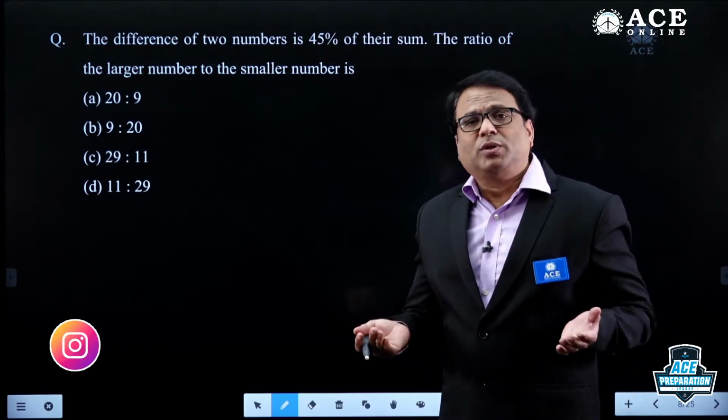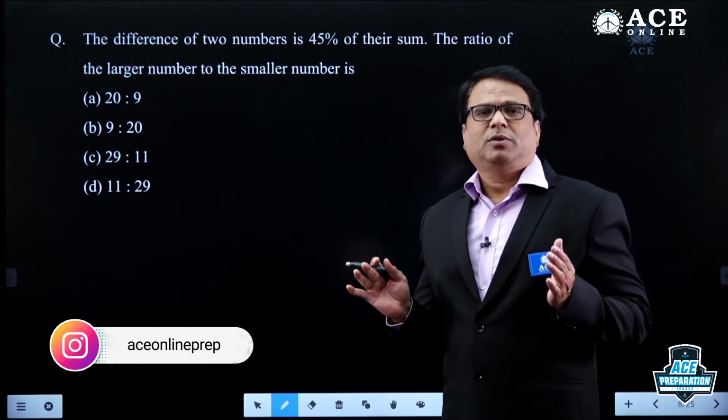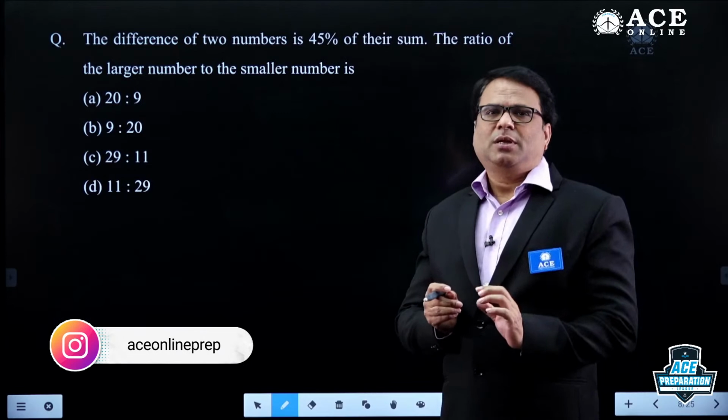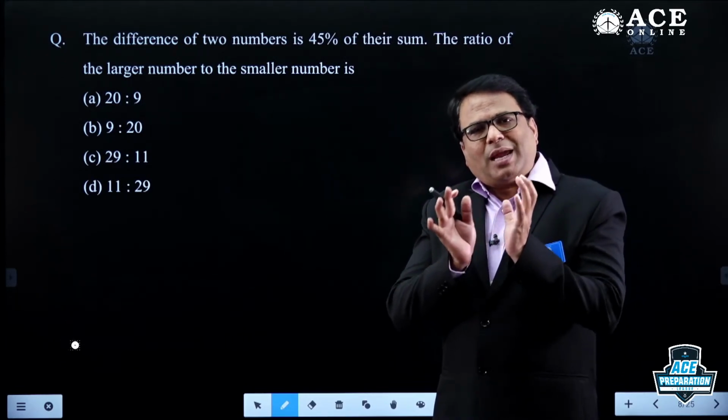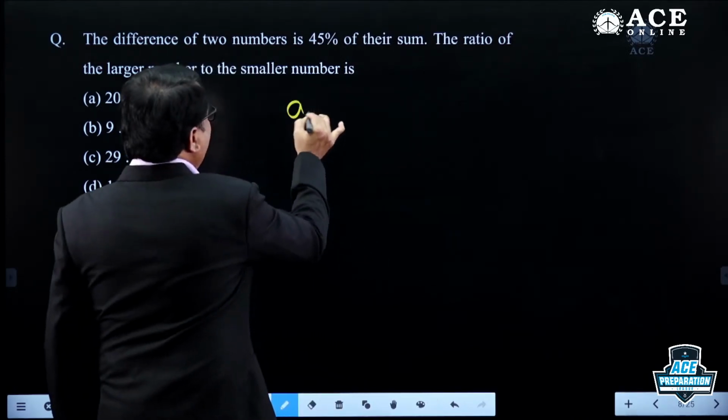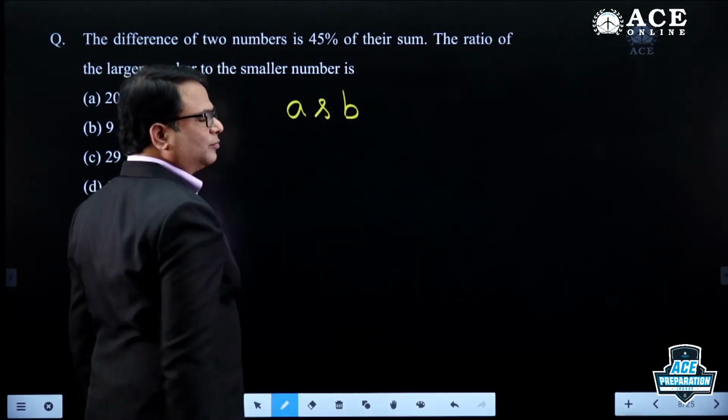But what are those two numbers? That is not mentioned. So let us start the problem by assuming those two numbers. Let those two numbers be A and B. That is my assumption. So I assume the two numbers as A and B.